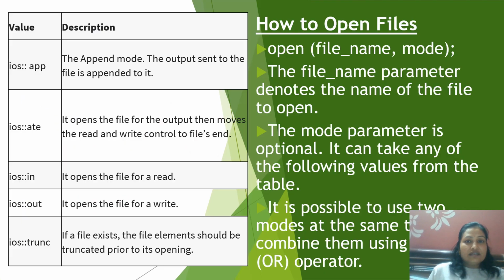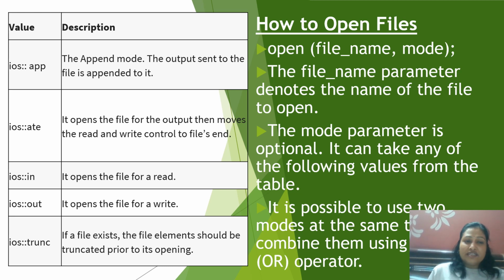Now in this slide, the table is showing the details of the modes. We can open any file in app mode, which means the already existing data will be there and the new data will be appended at the end of the file. Next is the ate mode. It opens the file for output, then moves the read and write controls to the file end. Next is in. It opens the file for read operation. Out opens the file for write operation. Trunc: if a file exists, the file elements are truncated prior to opening.